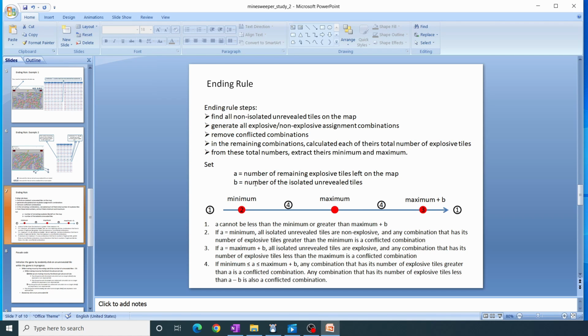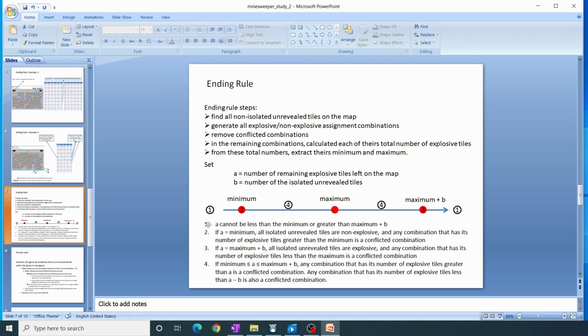We can represent those numbers on a one-dimensional scalar line. So for example, we will have a minimum that's represented by this red point over here, and as we move to the right, the number will be increasing. So we will have a maximum somewhere over here, but it has to be on the right side of the minimum. And then we will also have a red point that can be represented as the maximum plus B. Now depending on where our A is located, we can have different cases.